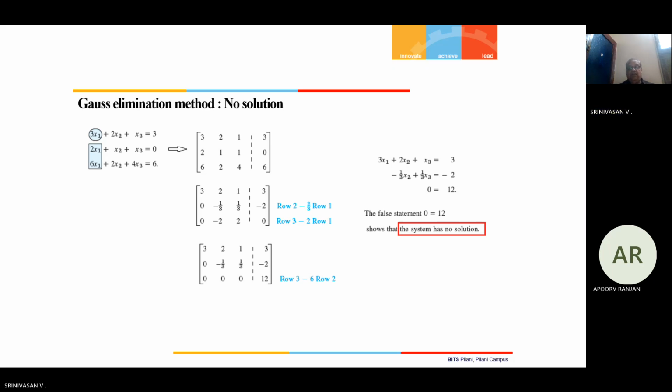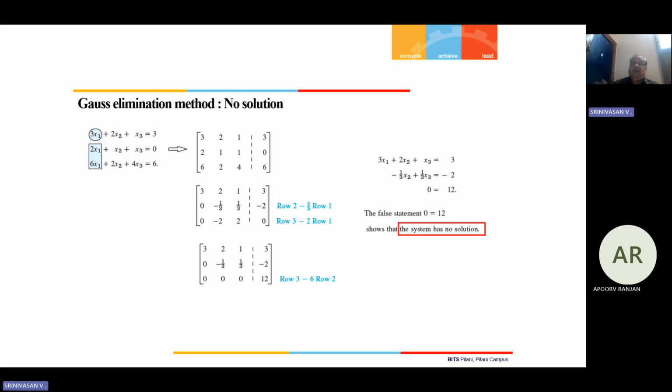Because if you just look at this, it shows 0 z, or 0 x3, equal to 12. In the previous problem you had some 2x3 equal to 2, some x3 equal to 1. But here 0 x3 is equal to 12 because the coefficient is 0. That doesn't mean that x3 equals 0. If you are so serious about it, you would have x3 equal to 12 by 0, which is not possible. There is no solution. Therefore, you have to be careful. This is a false statement, so the system has no solution.